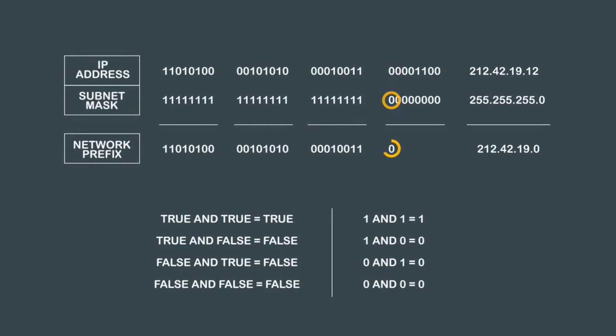0 and 0 is false. 0 and 0 is false. 0 and 0 is false. 0 and 0 is false. 1 and 0 is false. 1 and 0 is false. 0 and 0 is false. And 0 and 0 is false.